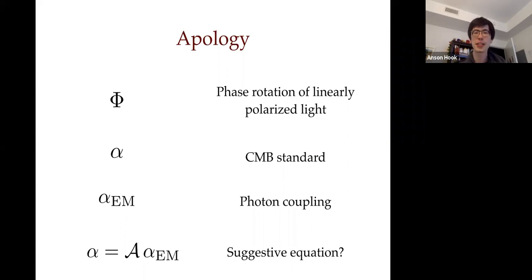I don't think I saw any CMB people in the audience, but just in case, I'm going to make a quick apology. I'm calling the polarization rotation theta, and the CMB standard for a polarization rotation, because they've looked at this before, is alpha. I'm not going to use that because I have another alpha called alpha E and M, and it'll get confusing because you get equations that are like alpha equals alpha later on if you use the CMB standard.